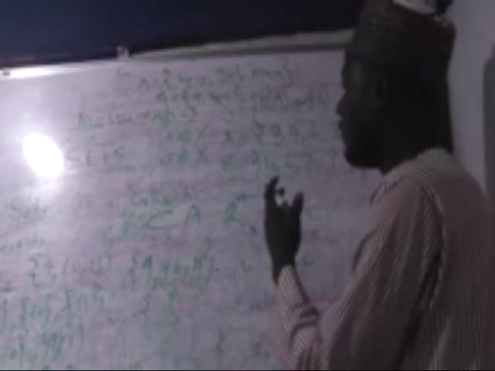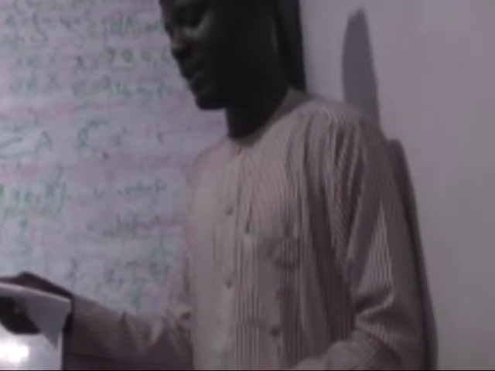Question 2. Give one example of each of the following sets. 1. Empty set. 2. Subset. 3. Power set. 4. Universal set.